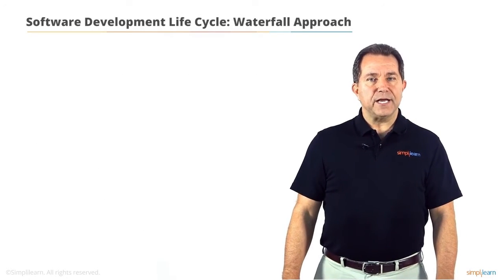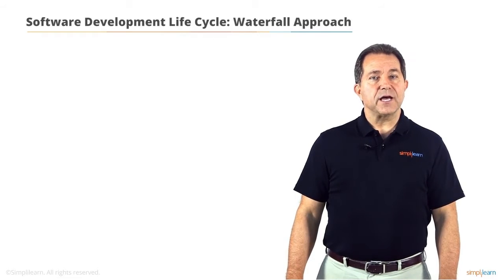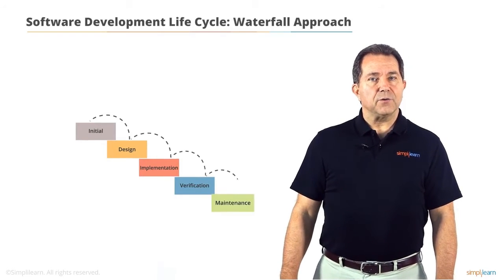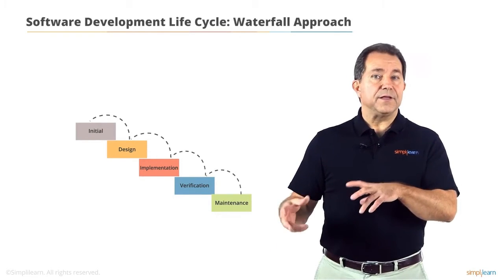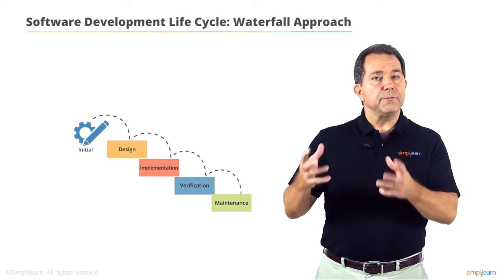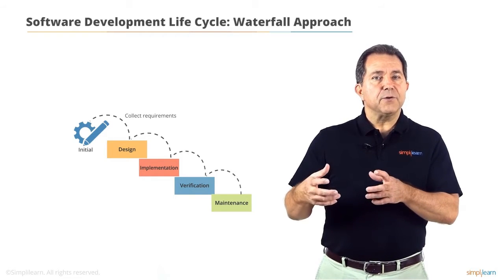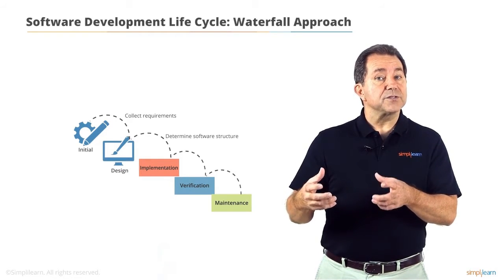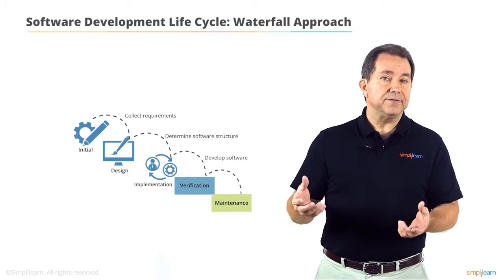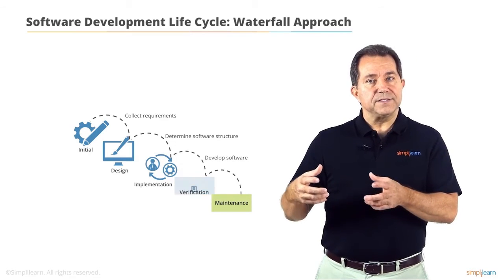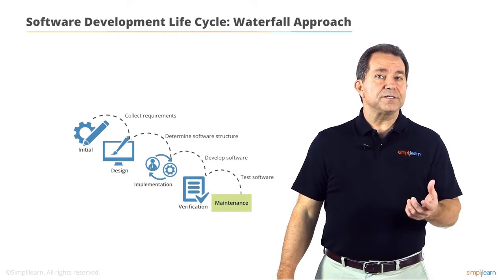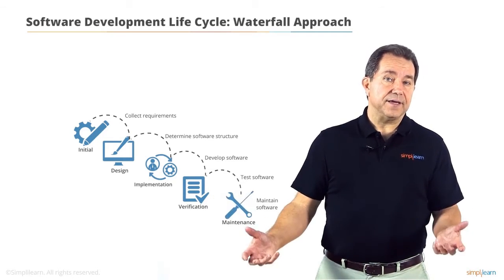Before we talk about some Agile methods, let's review the traditional software development lifecycle when using Waterfall. This approach is called Waterfall because of the series of steps that are used to create the final product. You can see that the initial step is to collect all of the requirements necessary. That's followed by the design phase, which is where the software structure is determined. Then in the implementation phase, the software is actually developed. In the verification phase, the software is tested both for correctness and acceptance. And then, of course, once the software has been deployed, there's the maintenance phase.